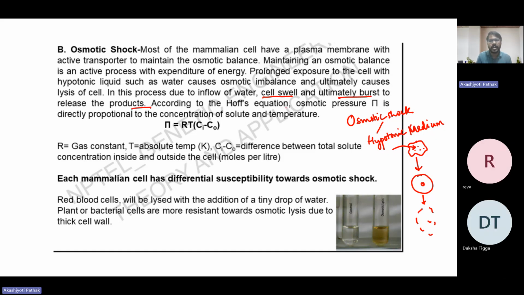According to Van't Hoff's equation, osmotic pressure pi is directly proportional to the concentration of the solute and temperature. We all know this formula, isn't it? So what is the osmotic pressure?